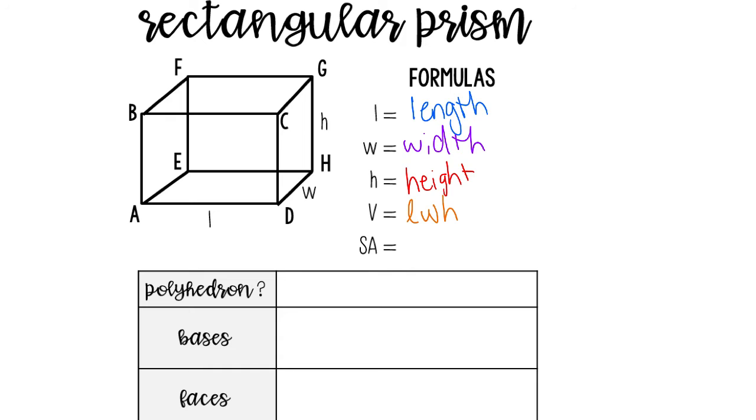Surface area, 2 length width. That covers, in this case, the bottom and the top. We're assuming, and rightfully so, that those are the same rectangle. And then to that, we'll add 2 width times height. And that will give us the right and left end. And then we'll do plus 2 length times height. And that will give us the front and the back face.